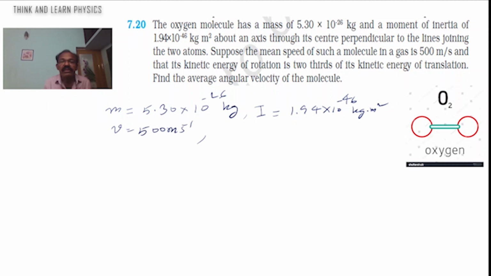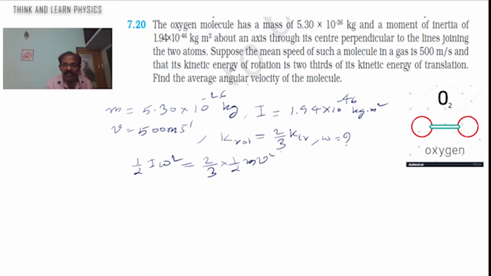Also it is given that its kinetic energy of rotation, that means K rotation, equals 2/3 of its kinetic energy of translation, that means 2/3 of K translation. We have to find the average angular velocity of the molecule, that means we have to find omega. We can transform this relation in this form. It is half I omega square, that's kinetic energy of rotation, that's equal to 2/3 into kinetic energy of translation, means 2/3 into 1/2 mv square, that's equal to 1/3 mv square.